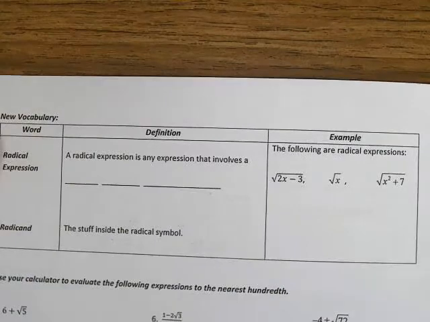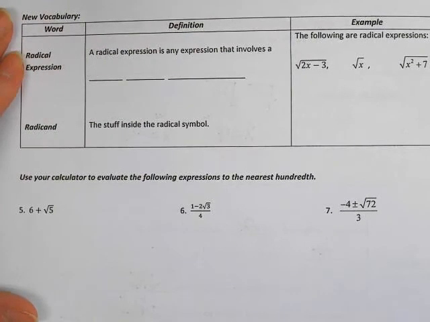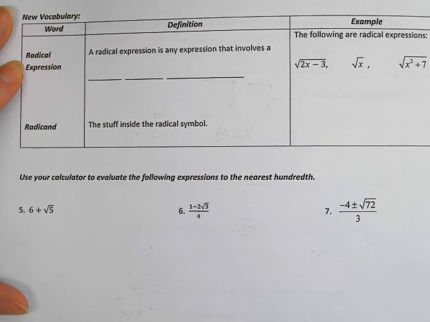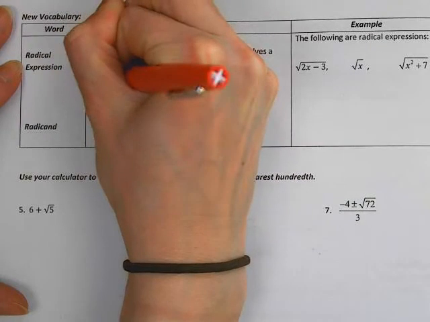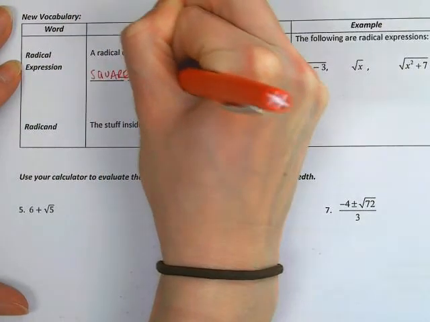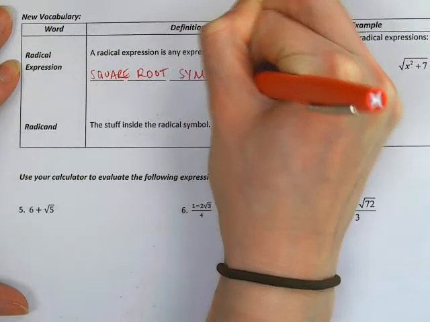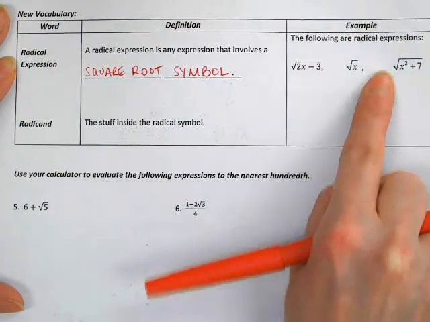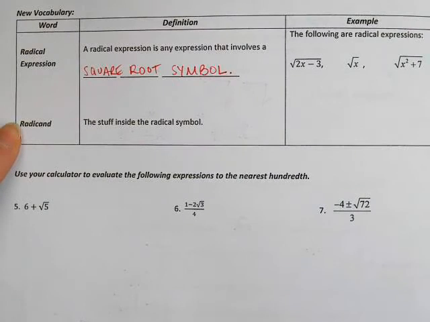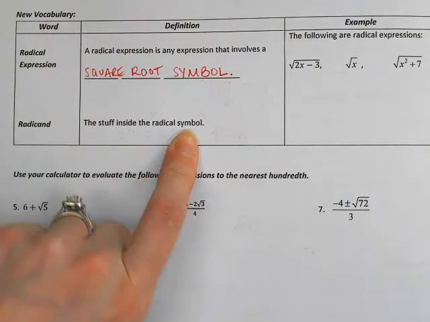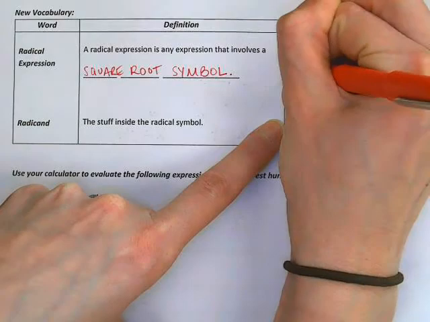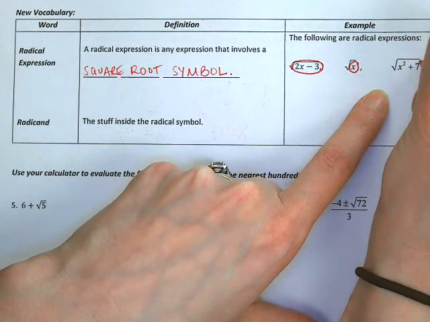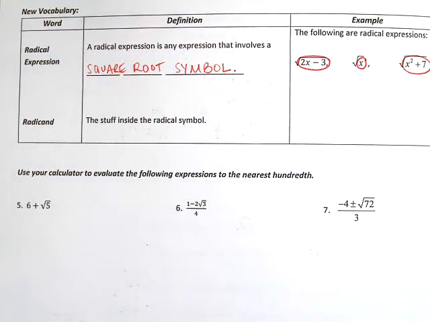So a little bit of vocab. These square root problems are called radical expressions. So a radical expression is any expression that involves a square root symbol. Okay, so these are all called radical expressions because they all have a square root sign. And then the radicand is the stuff inside the radical symbol. So this 2x minus 3 is called the radicand. The x is called the radicand. The x squared plus 7 is called the radicand. Just a little bit of vocab.